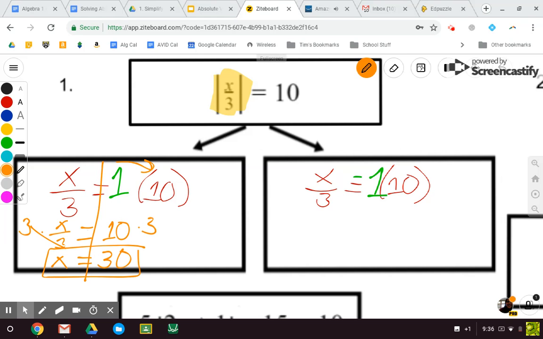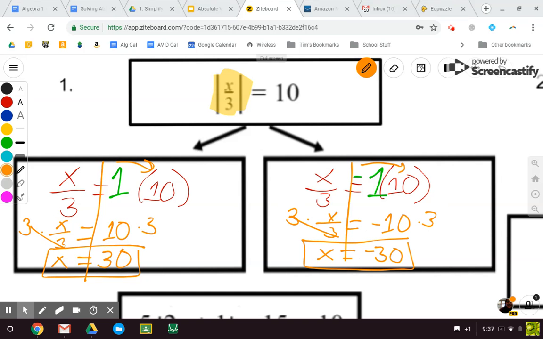Okay, ready to do the other side. Nothing to prepare, so I'm just going to distribute. So I got x over 3 is equal to -10. This is x divided by 3. To undo a divided by, I multiply, so I have to do it to both sides. So I got x equals -30. So there are two solutions to this equation: x equals 30 and x equals -30.